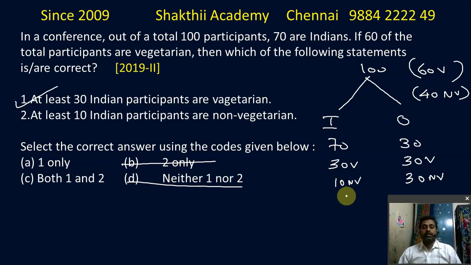That is a possibility. Suppose if I decrease the number of people from other countries are non-vegetarian, then automatically this non-vegetarian from India will be more than 10. So due to that reason, at least minimum 10 Indian participants are non-vegetarian. That we can say definitely. This is the conclusion we can say definitely. So statement 1 as well as 2 are correct. So I need to choose the option C, that is both 1 and 2 statements are correct. It's a very simple and easy question. It's a 2019 question.